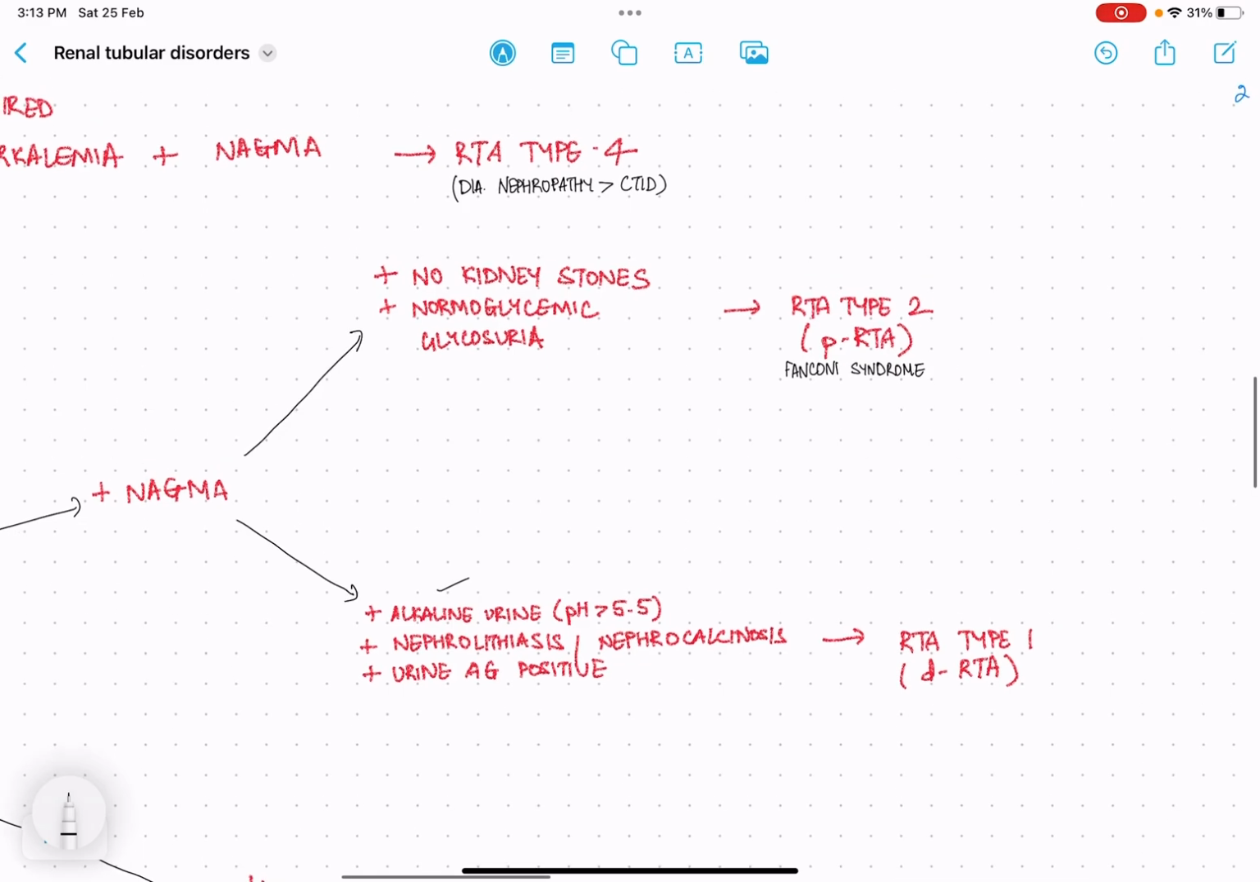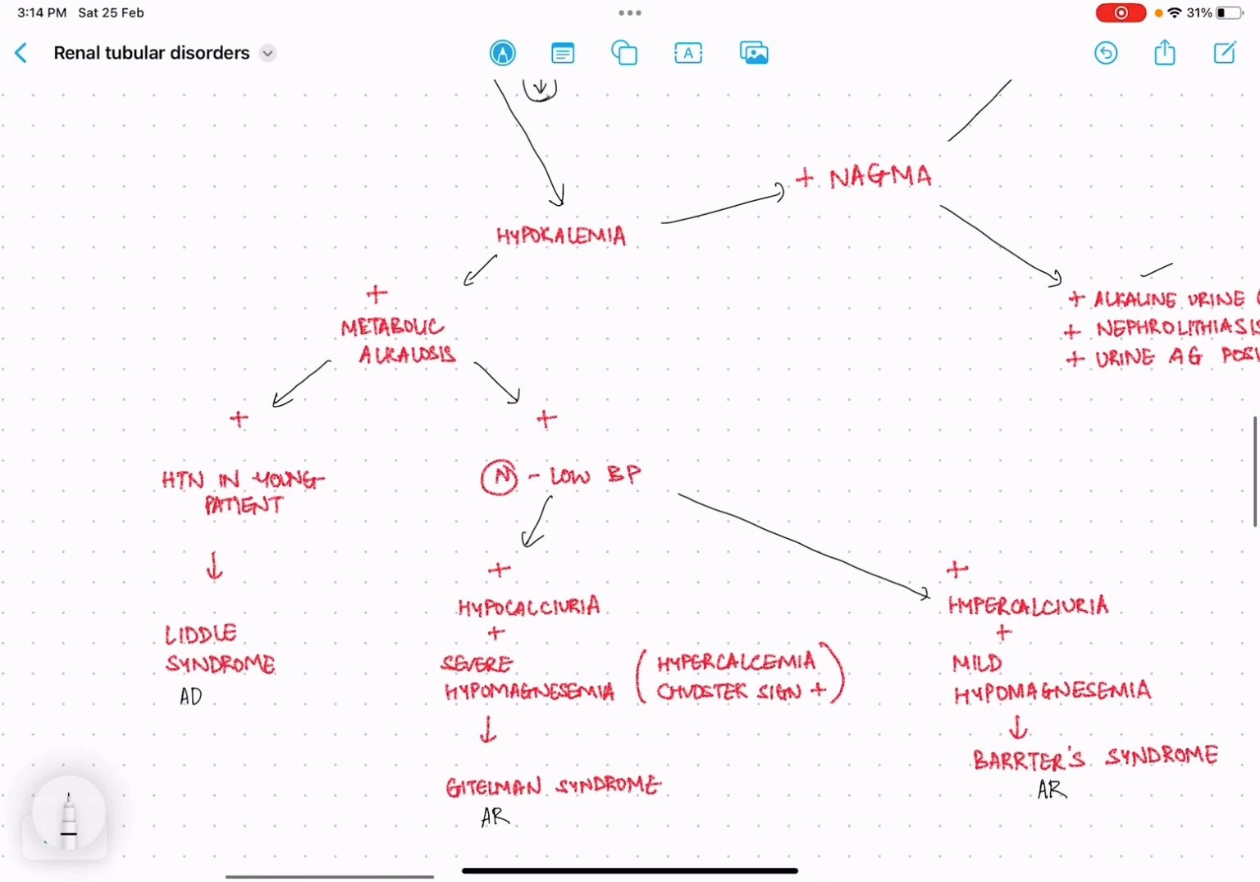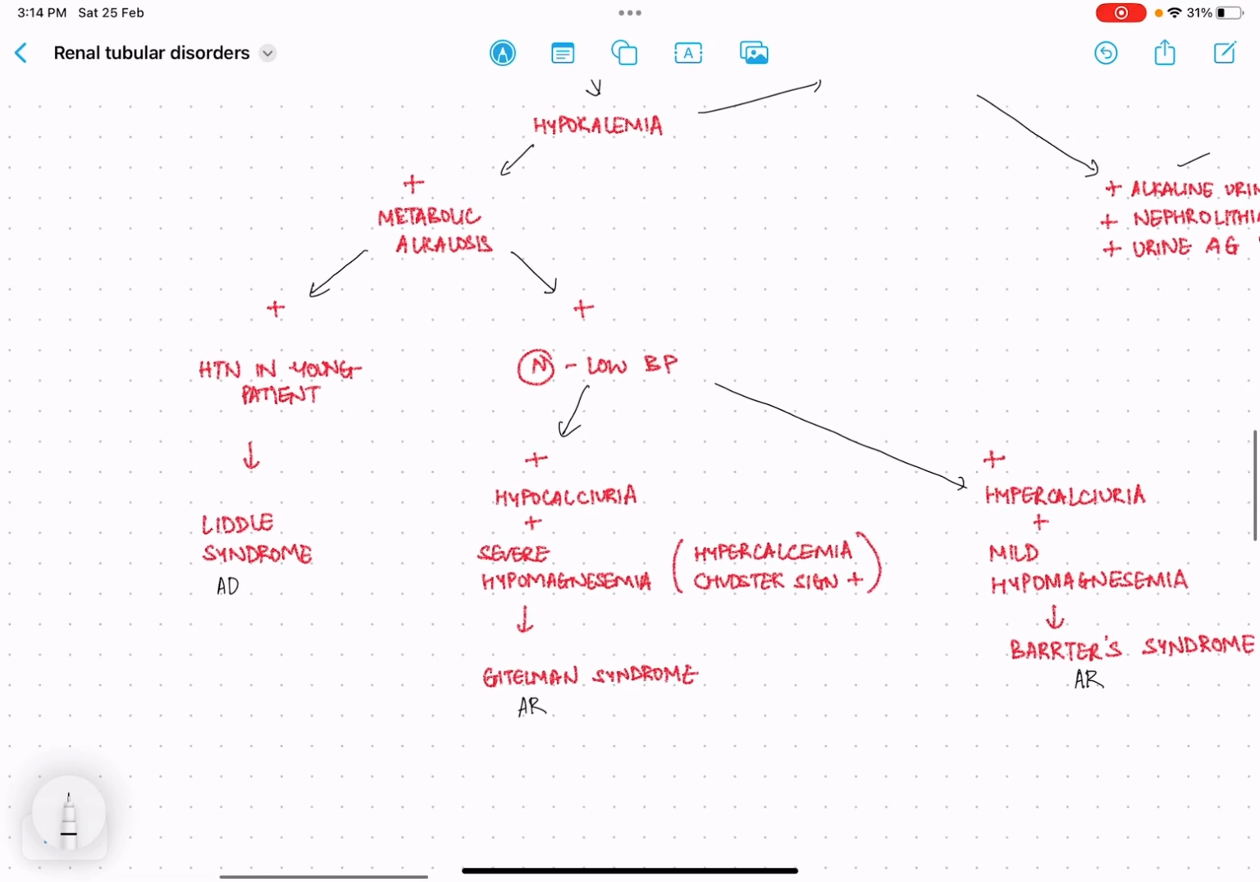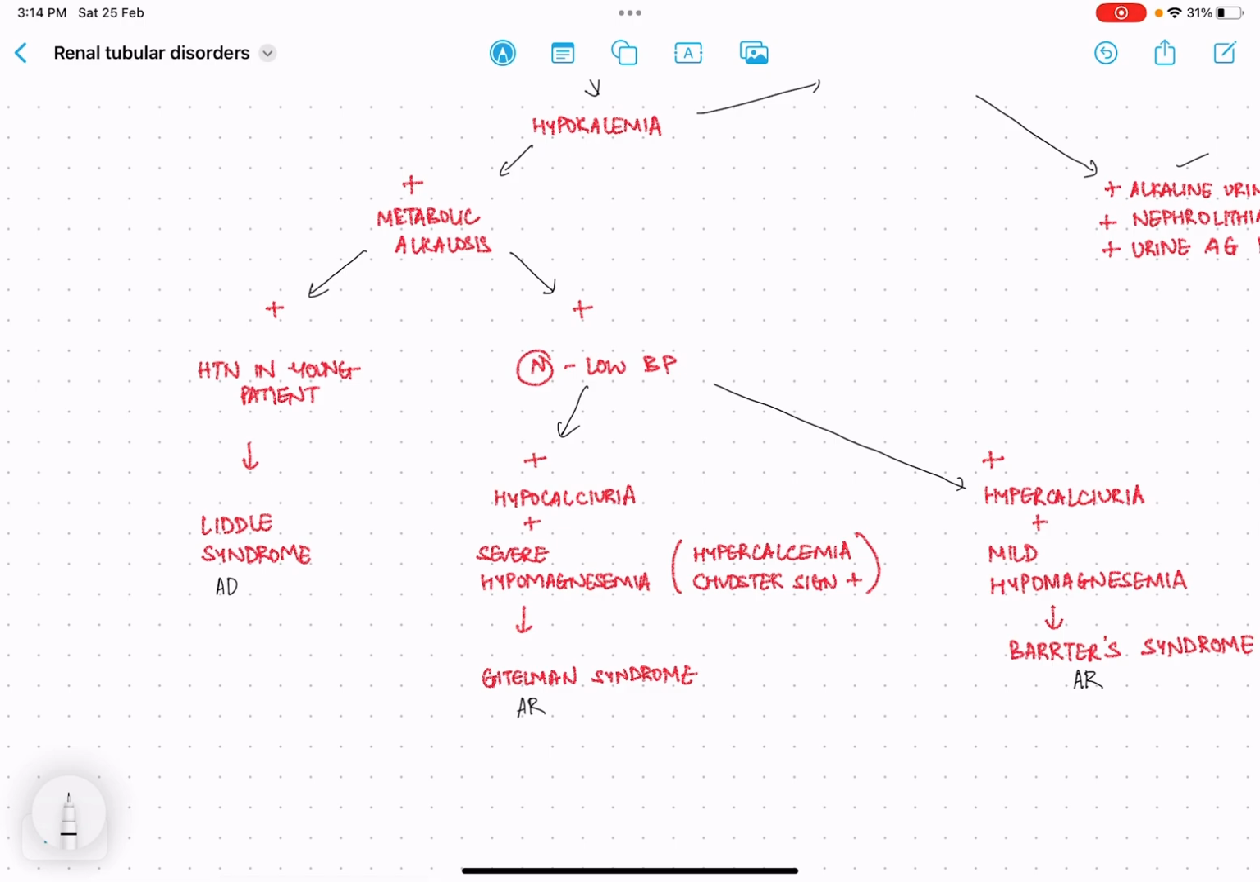Like we can see from the causes, type 1 and 2 are more inherited causes, whereas type 4 is mainly acquired causes. Now, if this hypokalemia is associated with metabolic alkalosis, it is again more of inherited genetic disorders. You look at the blood pressure of the patient then. These are all usually younger children or adolescents presenting.